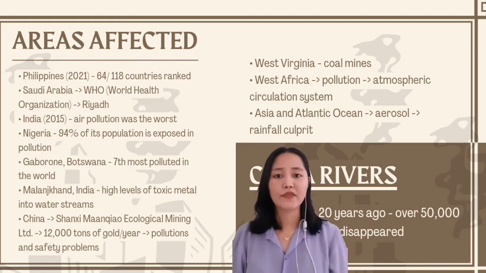Next is West Virginia. For over a century, coal mines in West Virginia have pumped chemical-loaded wastewater directly into the ground, wherein it can leach into the water table and turn what had been drinkable water into a poisonous cocktail of chemicals.